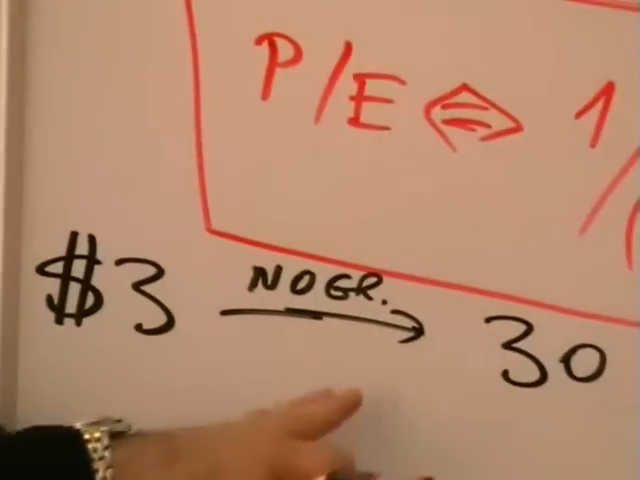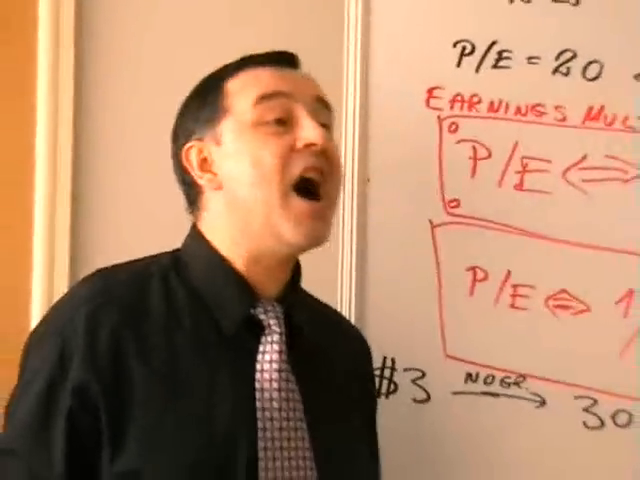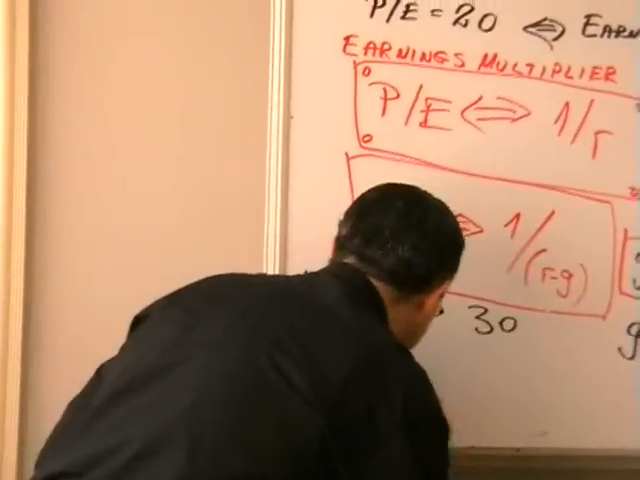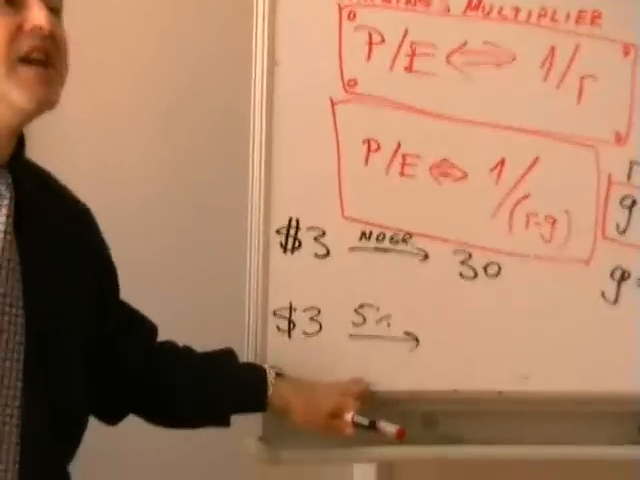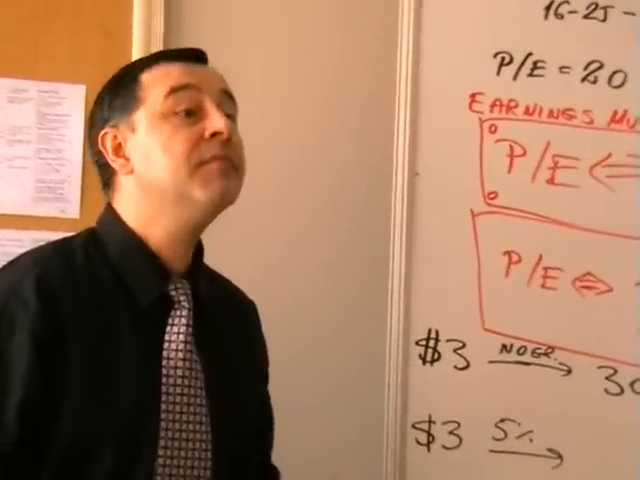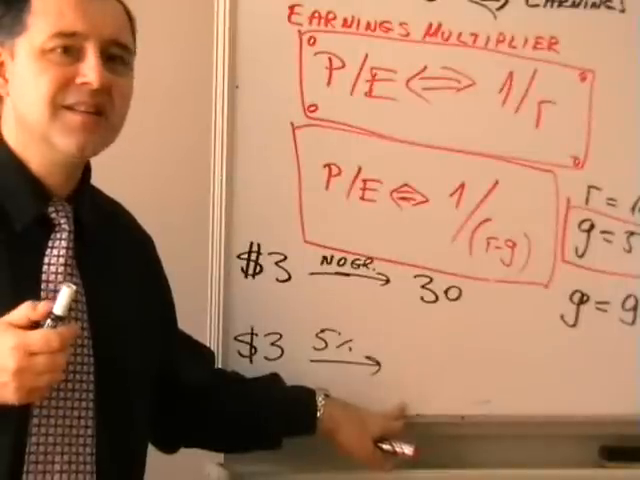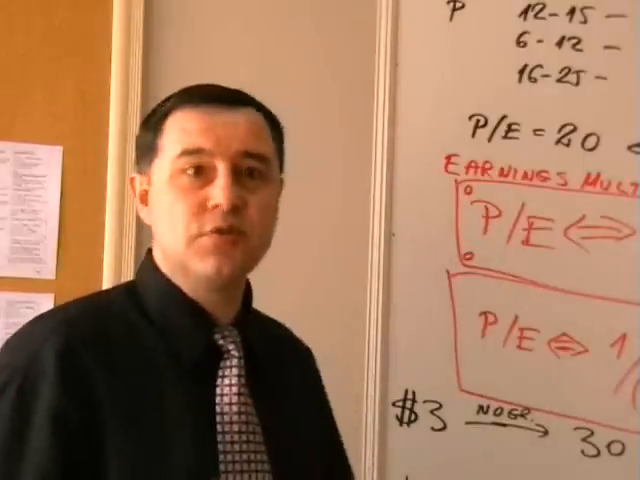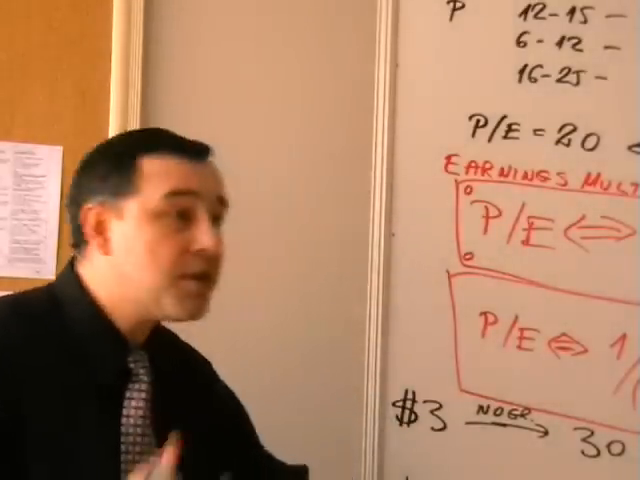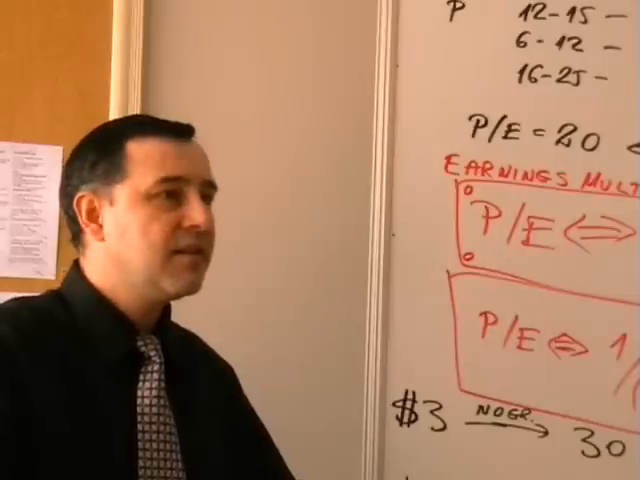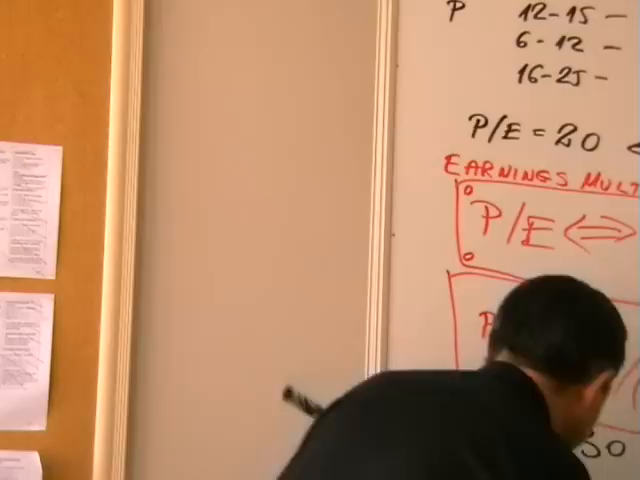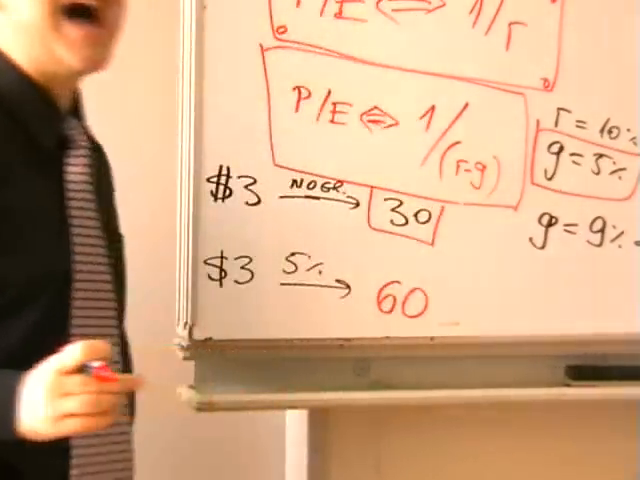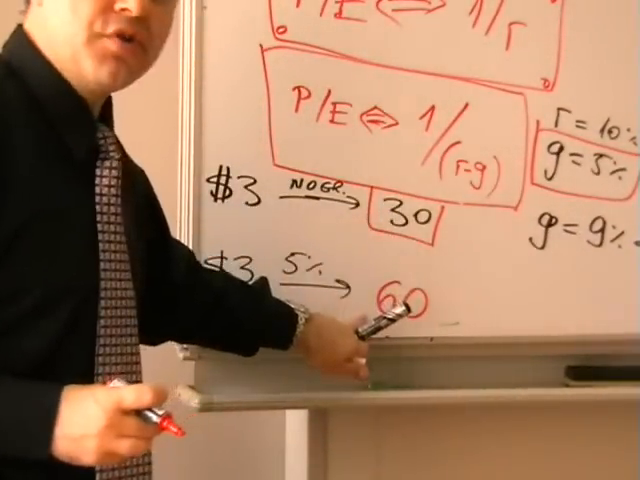Now, suppose we expect a 5% growth. So $3 is the return. Then you expect 5% growth. What would be the fair value today? 36. What do you mean 36? What should be the fair price, guys? Alright, I'll make sure that you've got a question with numbers on the exam. What's the price? 60. Alright. So you would have, without growth, 30, with growth, 60.